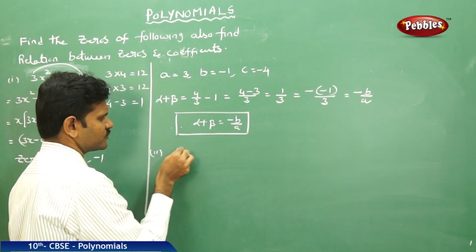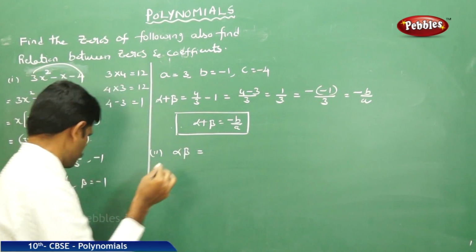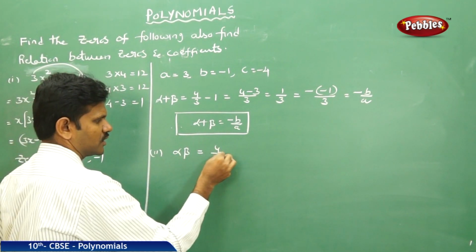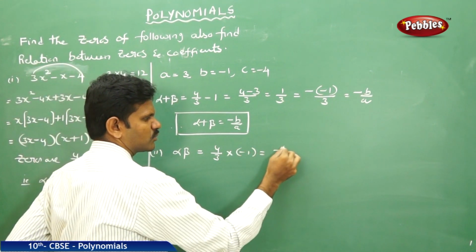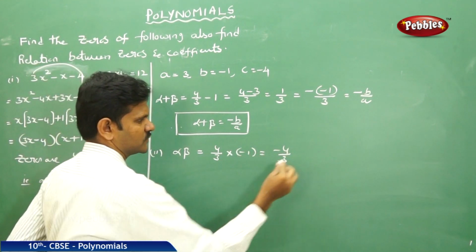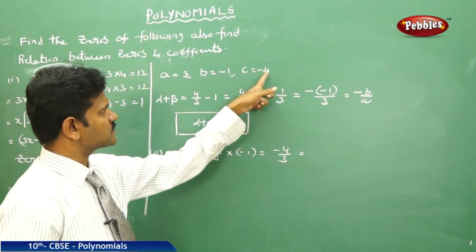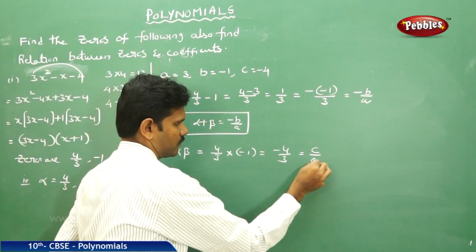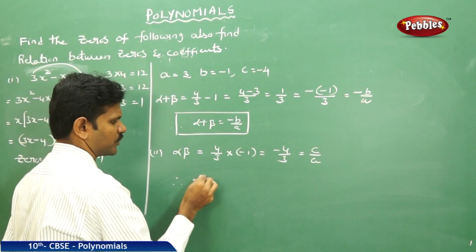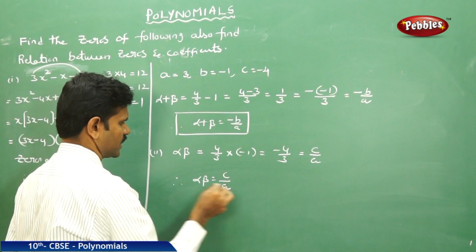Next, the product of the zeros, alpha beta, is equal to alpha, nothing but 4 by 3, times beta, nothing but minus 1, which is nothing but minus 4 by 3, which is equal to minus 4, nothing but c, by 3, nothing but a. Therefore, alpha beta is equal to c by a.